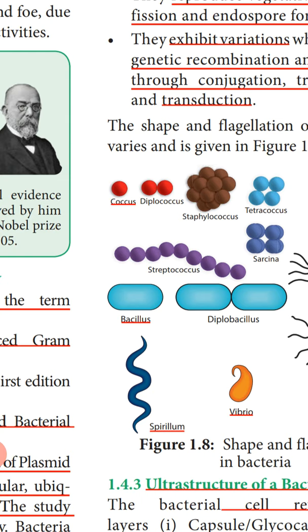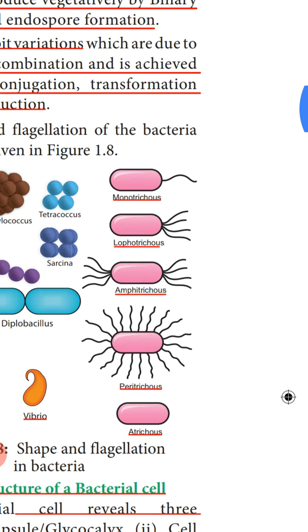If two elongated Bacillus bacteria are present together, we call it Diplobacillus. Third type, as we have studied, if they are in the shape of a spring, we call it Spirillum. Next, if it is in a comma shape, we call it Vibrio. Next, classification of bacteria based on the presence and absence of flagella, the type of arrangement of flagella. Now, what is flagella? It is a locomotory organ.